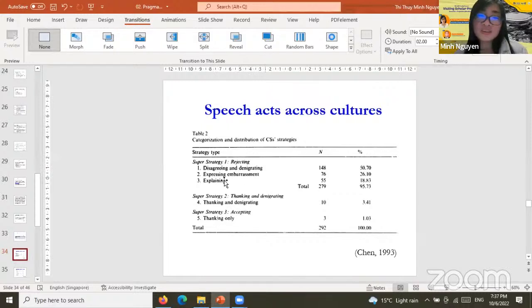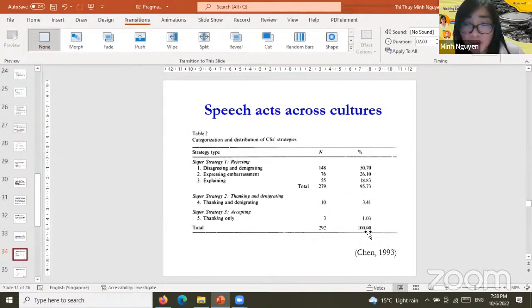So the hearer didn't say no, but explained, for example, this is a very old sweater, or this is a very old hairstyle, right? Or thanking only. Okay, so Chen, 1993, looked at responses to compliments by Chinese speakers and American speakers of English. And when Chen looked at the Chinese data, this is what they found.